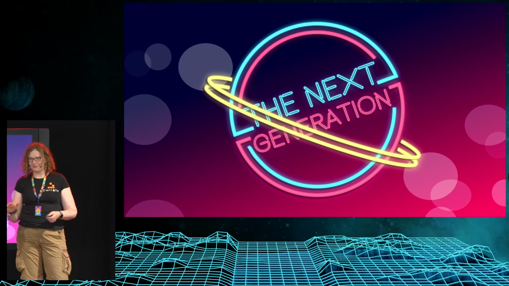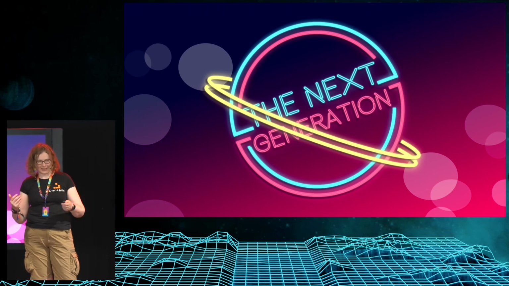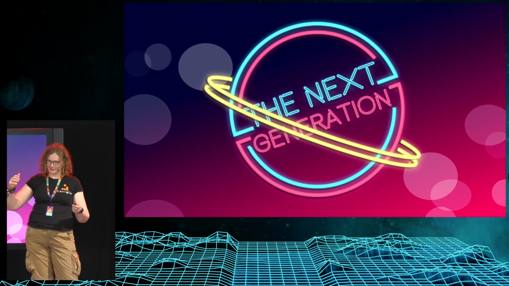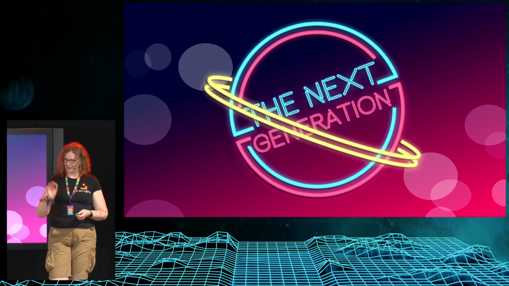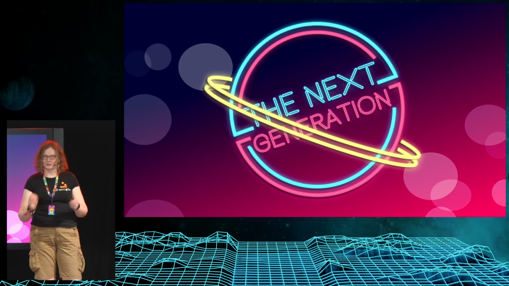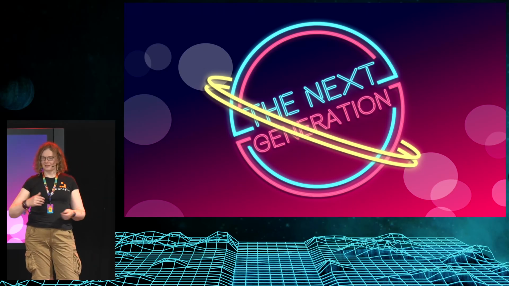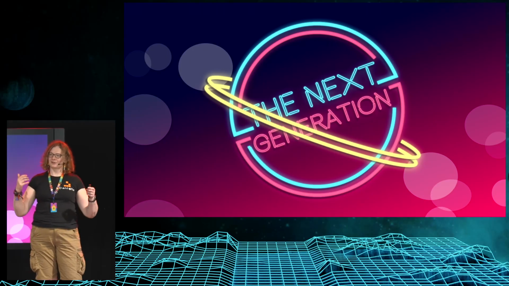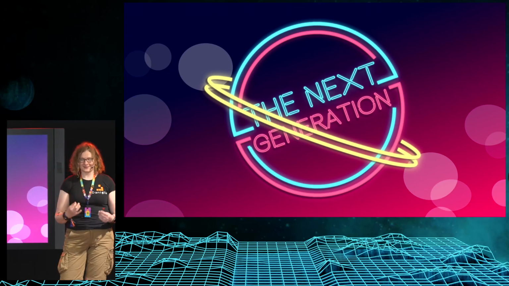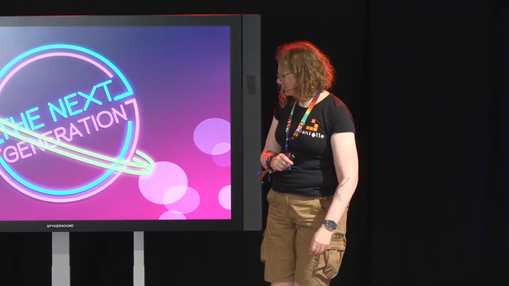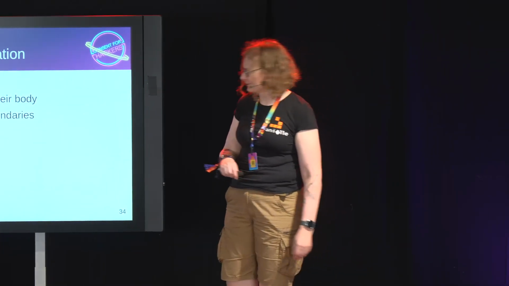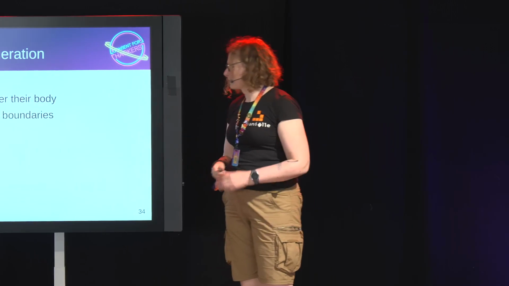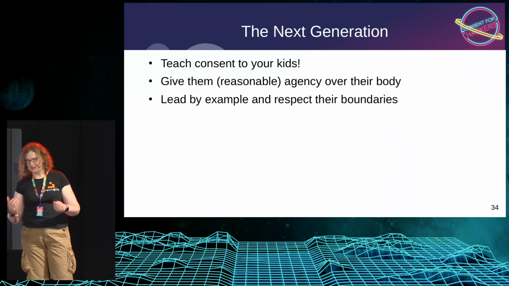However, one thing that I would love to see happen is if we start teaching our kids about respecting boundaries. I think that would solve so many issues about transgressive behaviors if people start to learn about respecting boundaries and having their boundaries respected at a young age. So the next generation of hackers, people, everyone, creatures, teach consent to your kids. Give your children reasonable agency over their body.